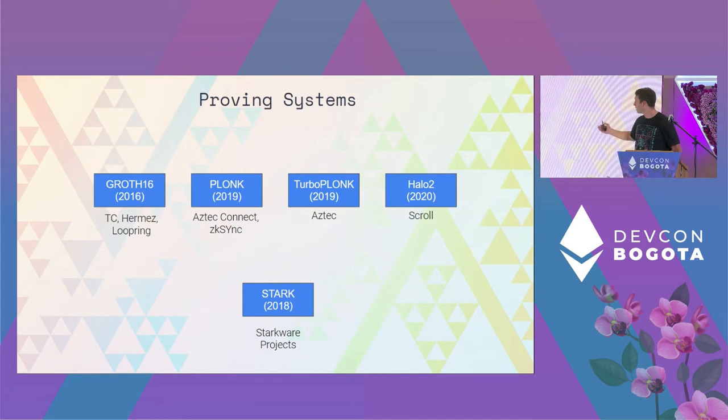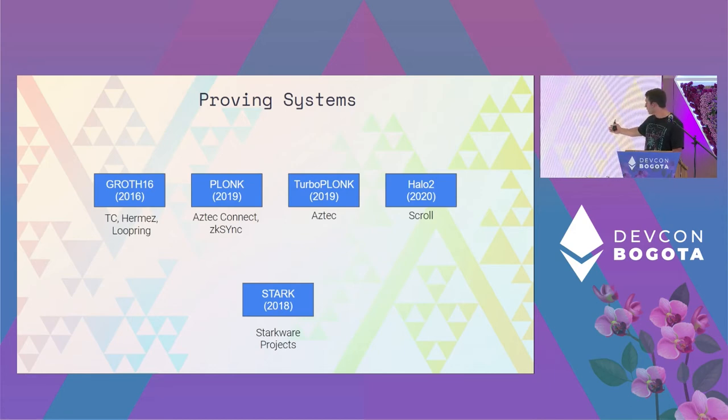You have Plonk, which is Aztec Connect, ZK Sync. Then you have Turbo Plonk, which is the original Aztec. Aztec Connect uses Turbo Plonk before it gets on chain, but then it uses Plonk on chain, if that makes any sense. Then you have Halo 2, which is coming out. Zcash uses it, and Scroll is also going to deploy with it. Most people I talk to are really moving towards that Halo 2 move. It seems like a really good proving system. It's not on Mainchain yet that I've seen.